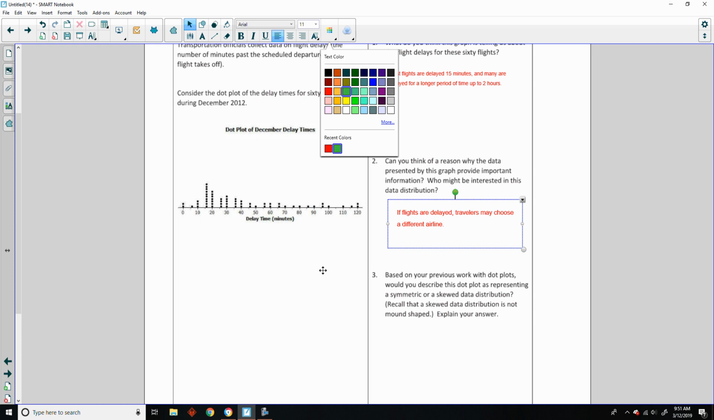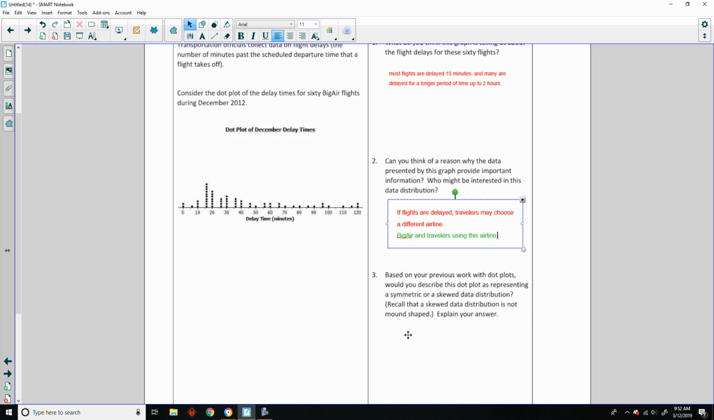Then it says, who might be interested in this data information? I would say the airline, and they were called Big Air, and travelers using this airline would be interested in this information.